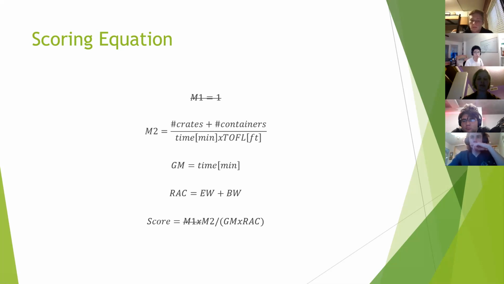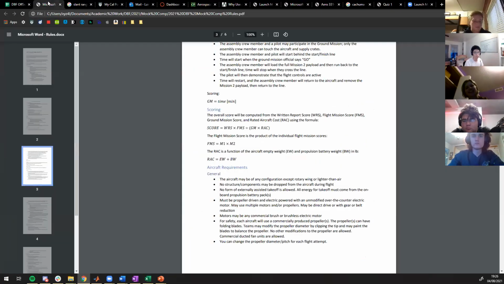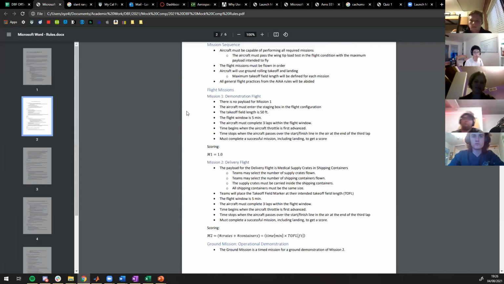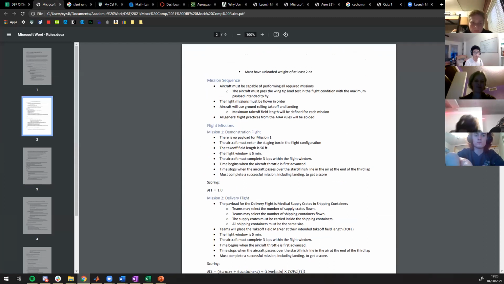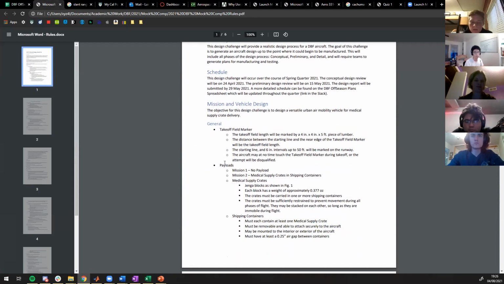What is the air gap between containers? What's the air gap rule? Do you remember the rules I wrote? Is the air gap rule between the shipping containers or the Jenga blocks? Give me one second to find it. Oh, it's between the shipping containers.